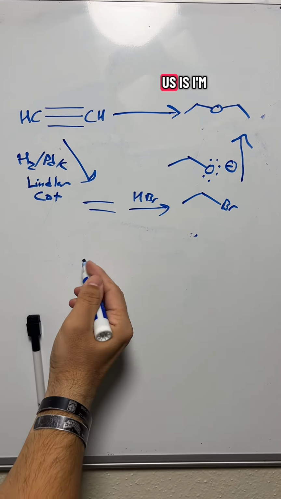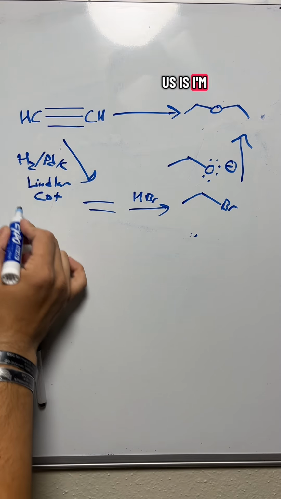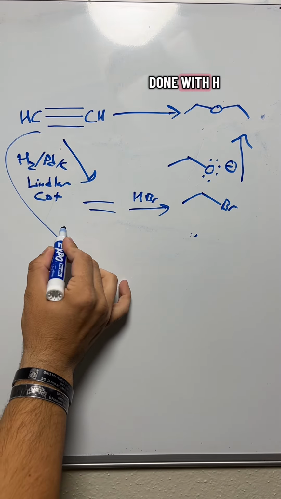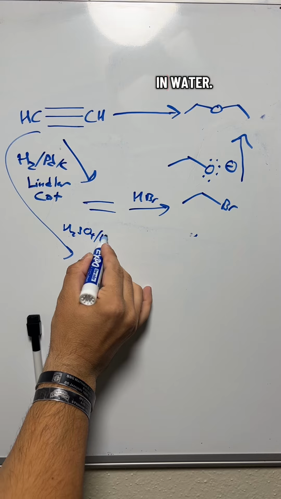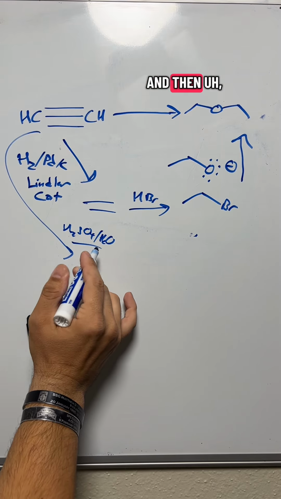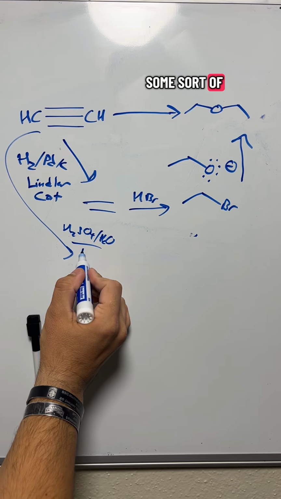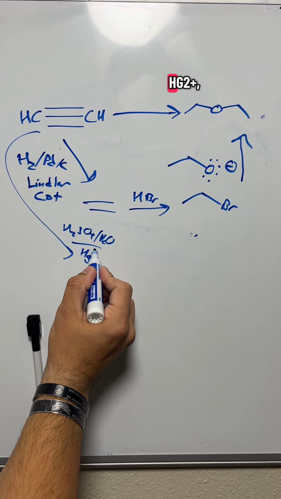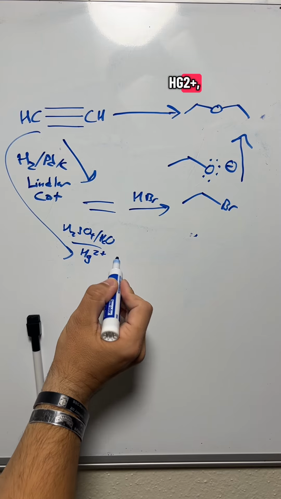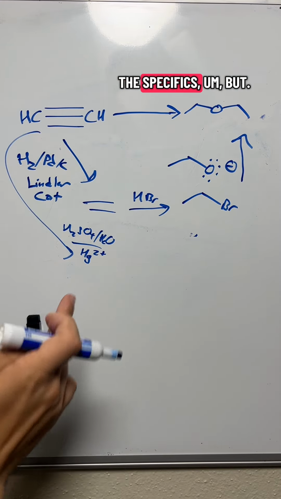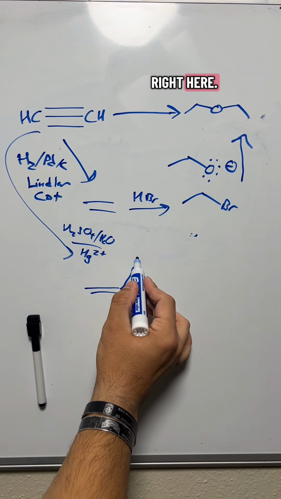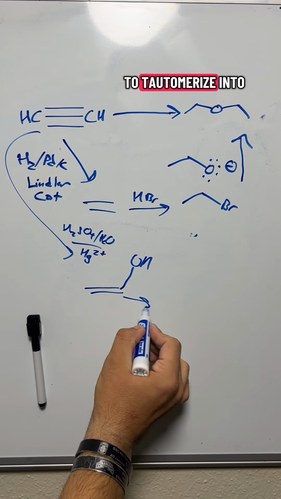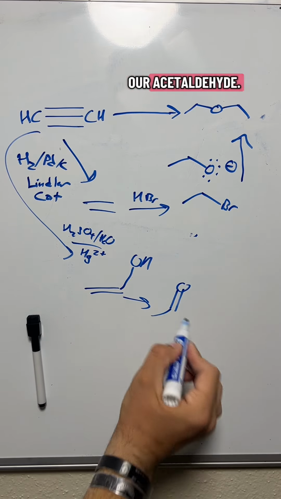Okay, what that gives us is, here I'm gonna draw this, and that is done with H2SO4 in water, and then underneath it is some sort of mercury salt. I think it's Hg2+. Not sure on the specifics, and that will give us this right here. That is going to tautomerize into our acetaldehyde.